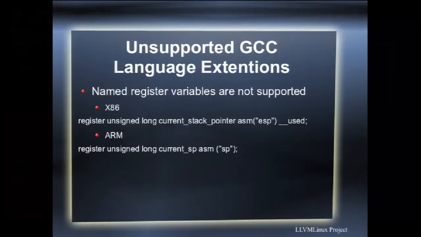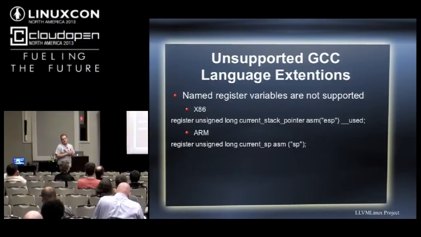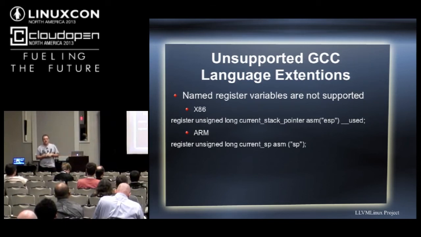The next one is named registers, and this has been a bit of a problem. GCC has this quite nice extension that allows you to name a register as a C variable, and as a result, you can use it directly. You can use the stack pointer directly, for instance, which is where we use it the most in the kernel. So for instance, in x86, the code assigns ESP to current stack pointer. In ARM, it's SP that's assigned to the same variable.